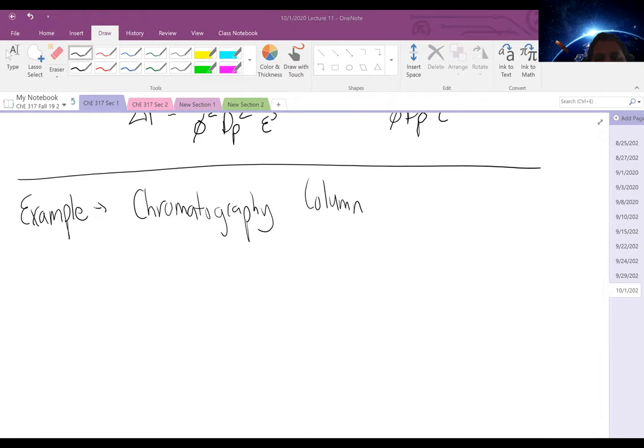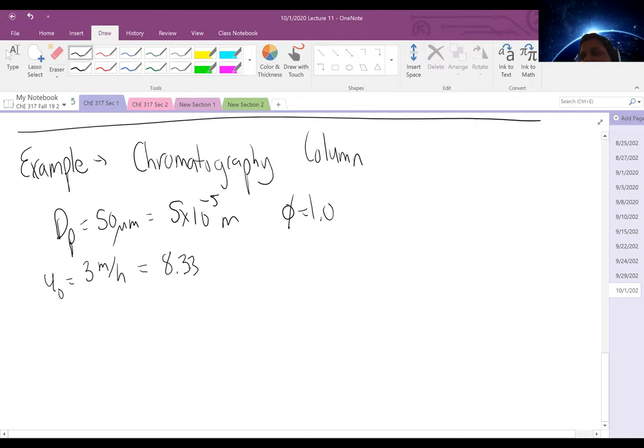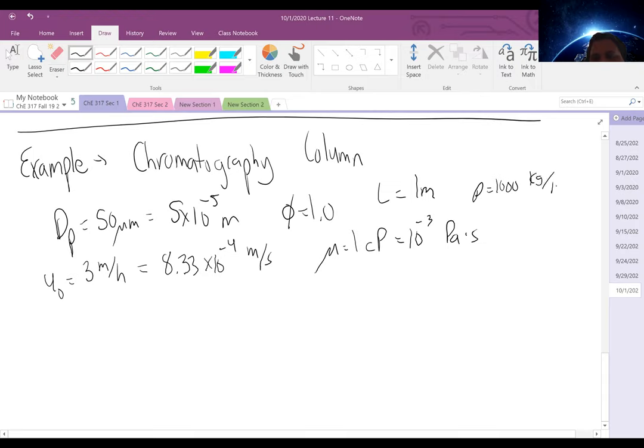So in this problem, we have 50 micron spheres, or the diameter of our particles is 5 × 10⁻⁵ meters. The sphericity is going to be 1 because they're spheres. The velocity is 3 meters per hour, which ends up being about 8.33 × 10⁻⁴ meters per second. It's water, so we'll say the viscosity is 1 centipoise, which is 10⁻³ Pascal seconds. What else do we have? The bed length is 1 meter. And it's also water, so our density is 1,000 kilograms per cubic meter.